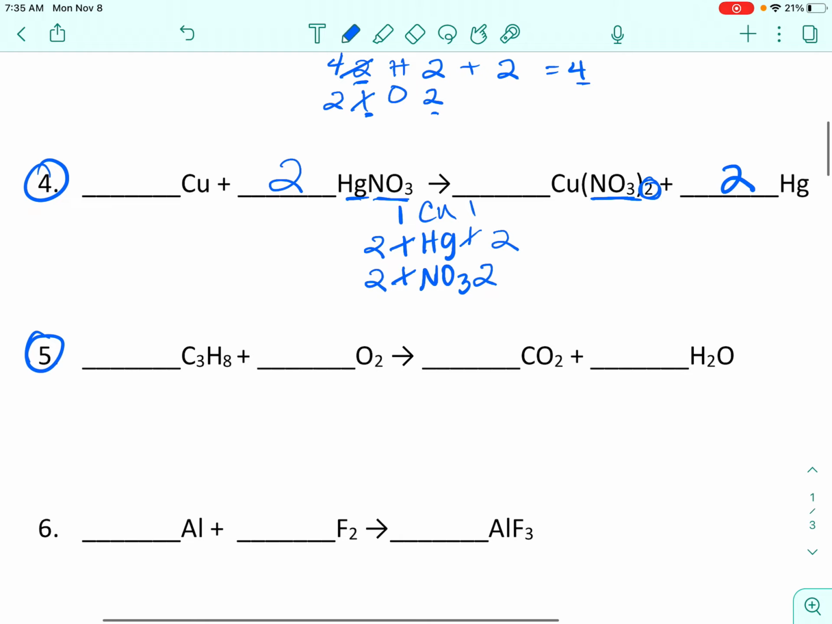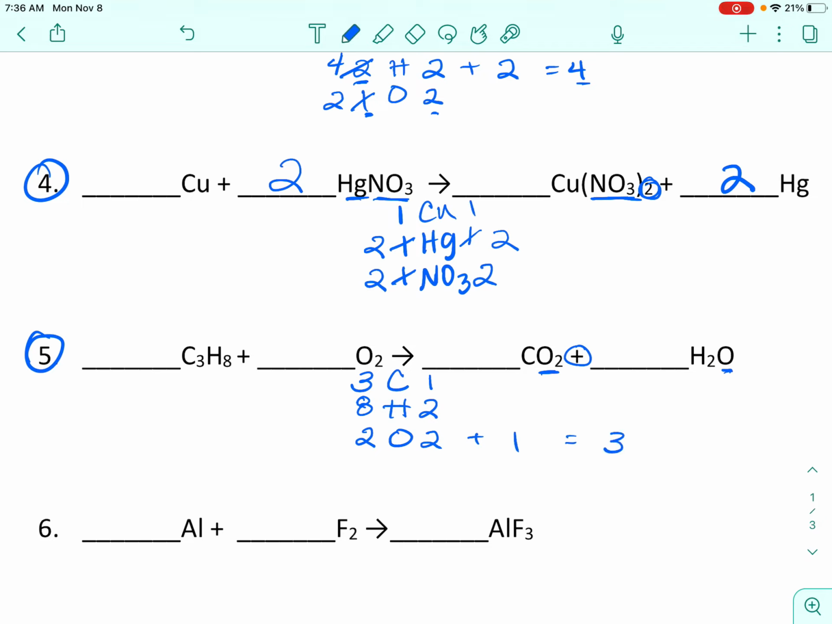All right, and I'll do one more with you. Let's do 5 together. So it's got carbon, hydrogen, and oxygen. So there are 3, 8, and 2 in the reactants. And in the products, there's 1, 2, and oxygen's in 2 places separated by a plus sign, so be careful. 2 plus 1 is 3. I left lots of space there to fix my math when I need to. Okay, as you can see in this equation, nothing is balanced.